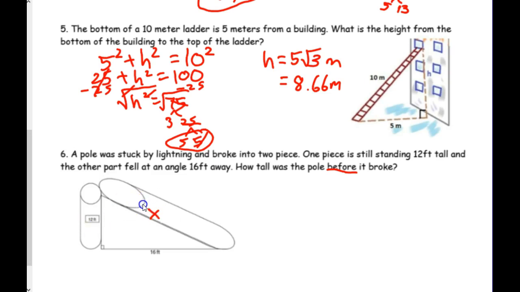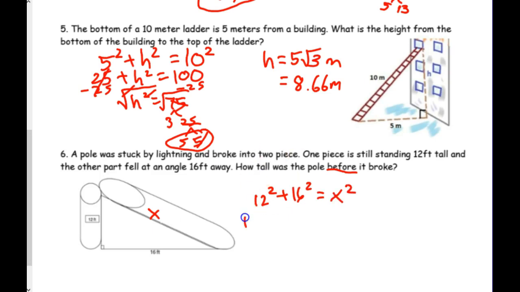You might remember this type of problem on the Pythagorean scavenger hunt. We did it with a tree example. This is a pole, but it's the same idea. So let's do Pythagorean theorem. So a and b are 12 and 16. So 12 squared plus 16 squared equals x squared.